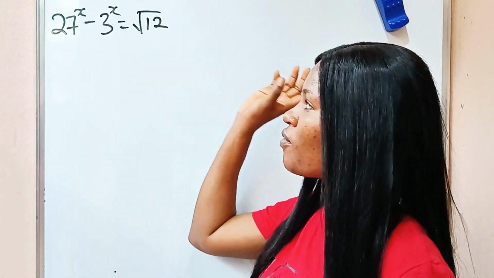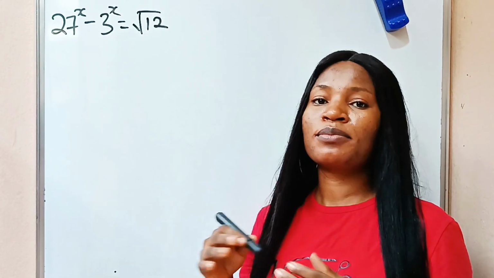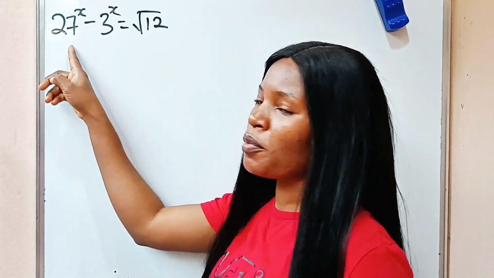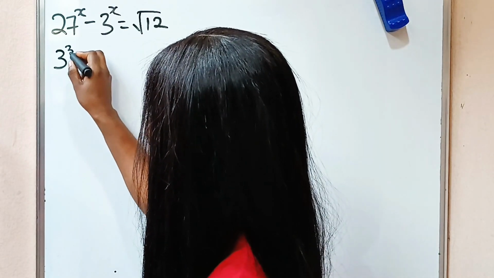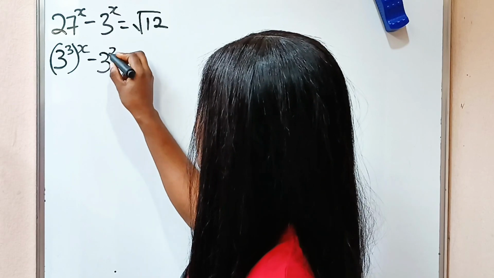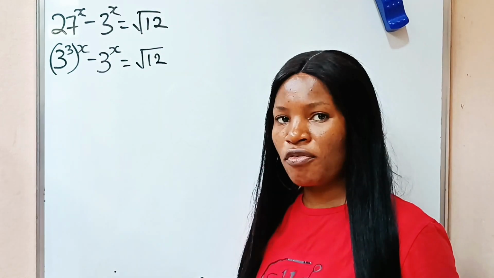We are asked to solve for the value of x, all the possible values of x. Now 27 can be written as 3 to the power of 3. That means we can write this as 3 to the power of 3 raised to the power of x minus 3 to the power of x is equal to square root of 12.